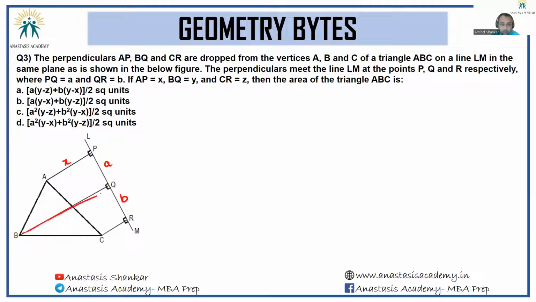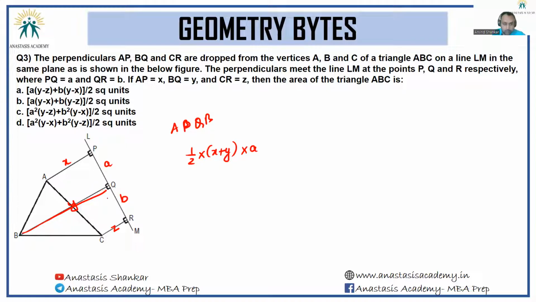Oh, this entire length is Y. And CR is Z. Okay. Then the area of triangle ABC is... What I can see is I have lots of trapeziums here. Look at APQB. Can you see the area of that trapezium will be half into X plus Y into A.